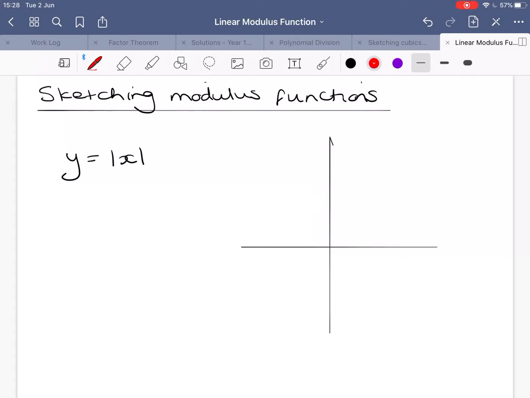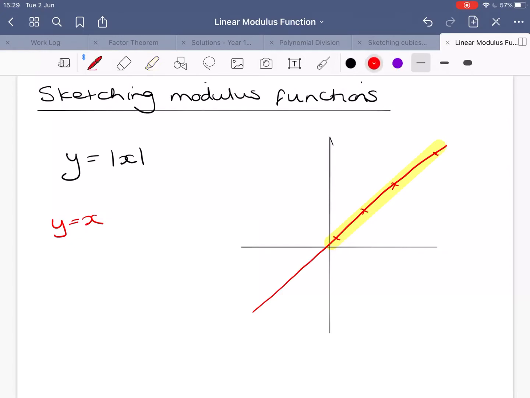or we tend to sketch modulus functions. So if I wanted to sketch y equals the modulus of x, well, if I think about the graph of y equals x first, it's just a straight line, a gradient of 1 going through the origin. So y equals x looks like that. Now up here, my y value is positive, my y value is positive, my y value is positive. So in this region, that's absolutely fine because the y is positive.